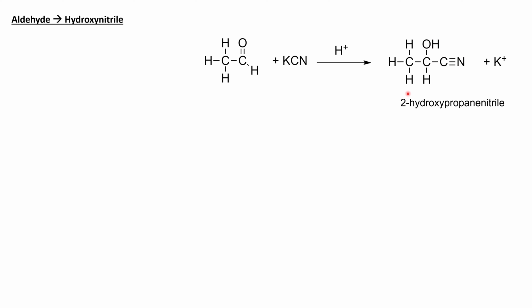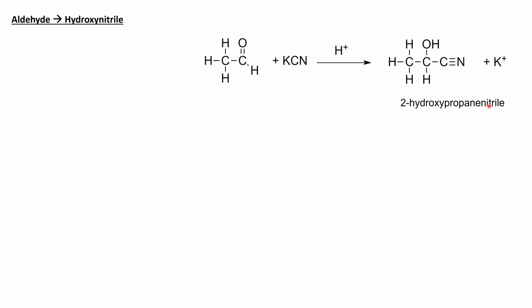Let's have a look at the name of this compound now. This compound's name is 2-hydroxypropane nitrile. Naming hydroxynitriles can be a little bit challenging. The first thing you need to know is that the longest chain includes the nitrile functional group. So here we can see, starting at the nitrile functional group, we've got 1, 2, 3 carbons. Carbon number 1 will be the carbon of the nitrile.